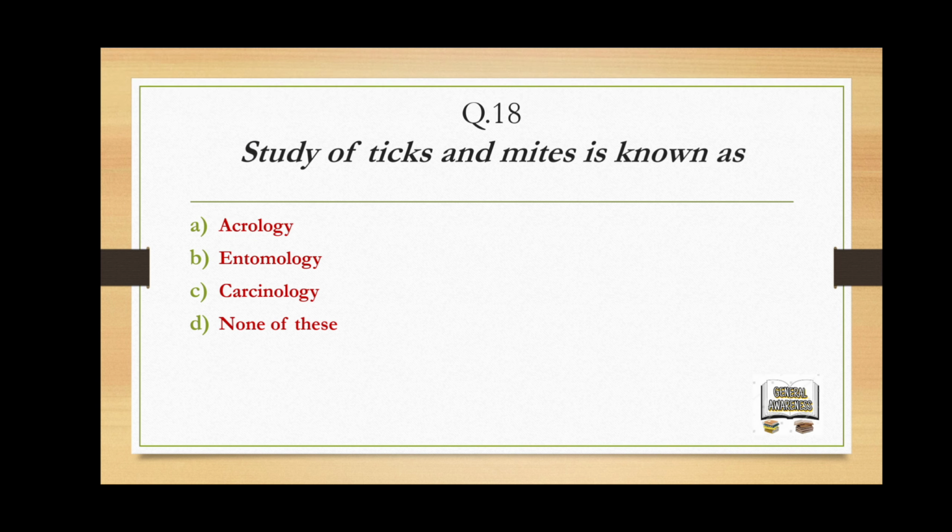Next question. Study of ticks and mites is known as option A acrology, option B entomology, option C carcinology, option D none of these. The correct answer is option A acrology.